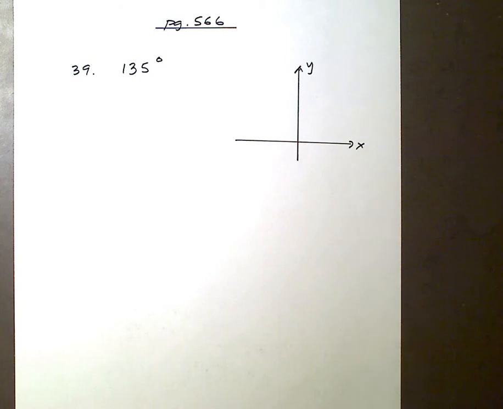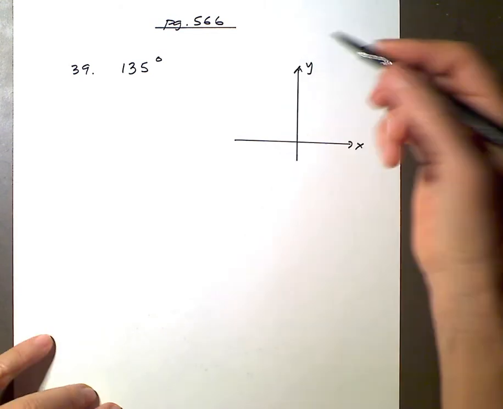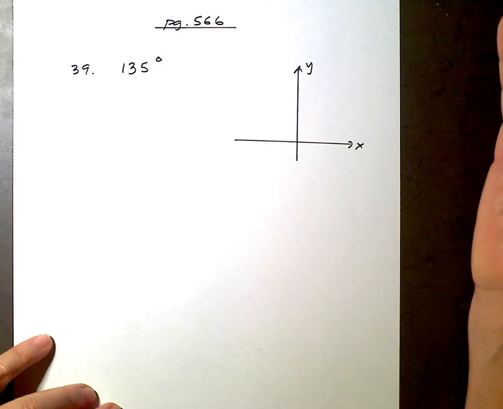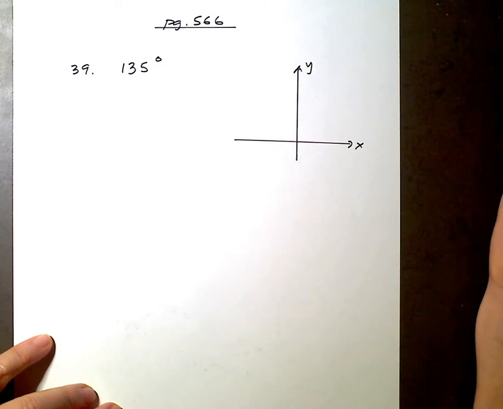Alright, this is number 39 on page 566, and in this problem we're supposed to find the exact value of the 6 trig functions of each angle. And when they say exact value, they mean not a decimal approximation. It's kind of a hint to me that the reference angle is going to be one of the special angles of a 30, a 45, or a 60-degree angle that I will have memorized the trig functions for.